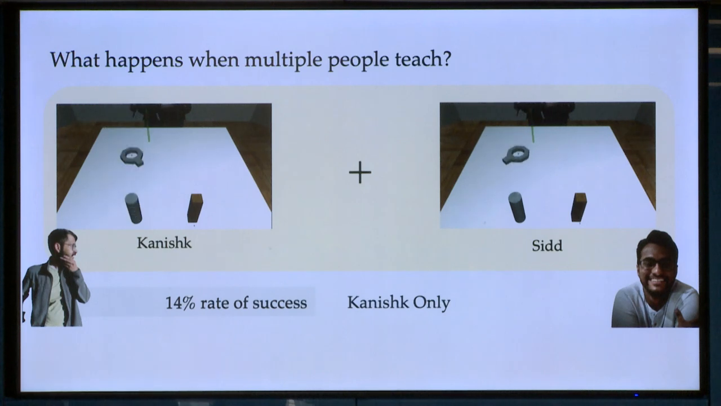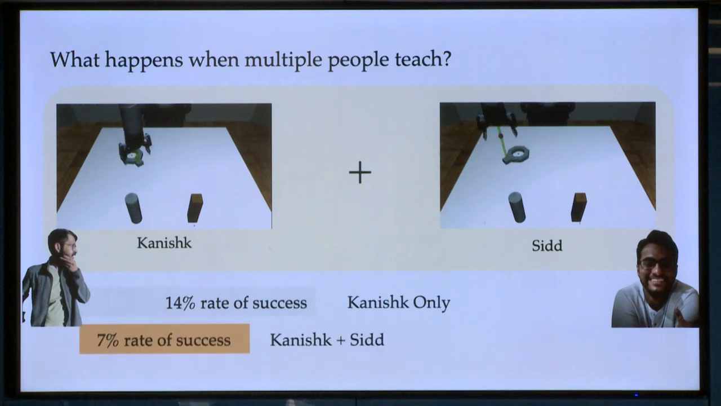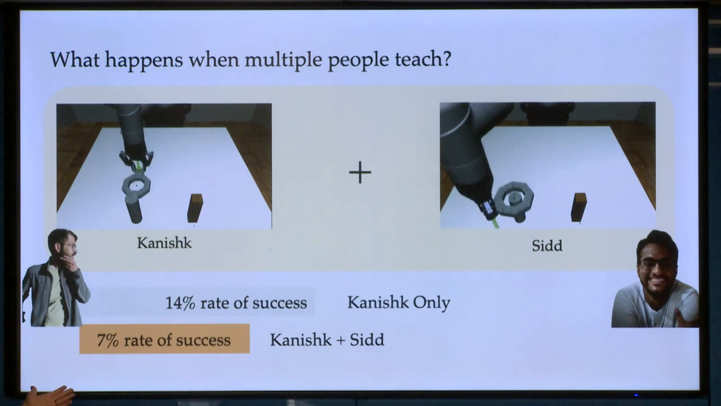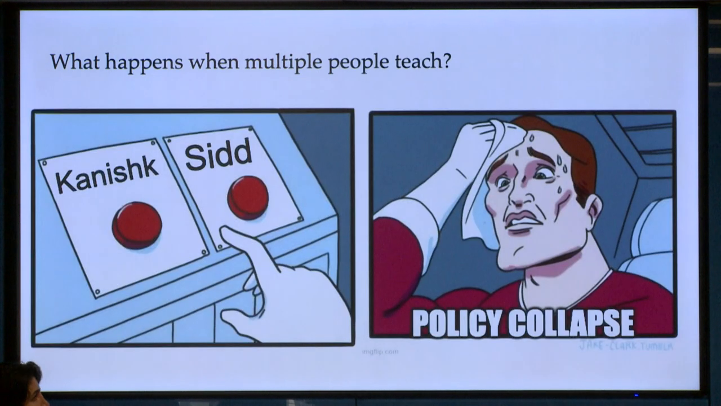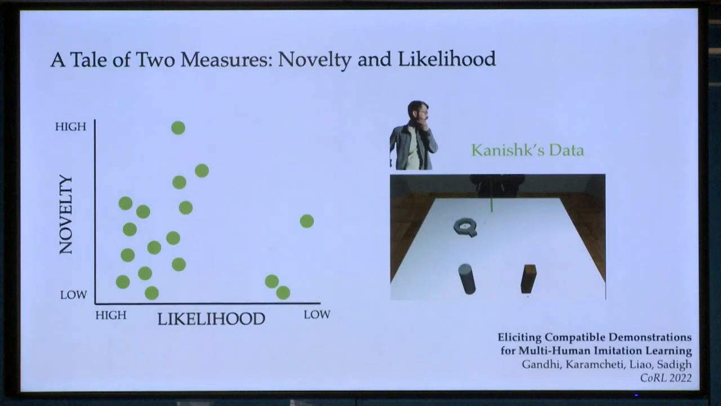And then we added Sid's data. When we added Sid's data to Kanishk's data, the success rate went down to 7%. And we had no idea what was going on. So again, we looked at these and asked, okay, what is happening? We're learning a very simple policy. It looks like they're doing exactly the same task. Success rate is high. Again, the data is fairly good. Why is this happening? Is it Sid? Is it Kanishk? What is really going on here?